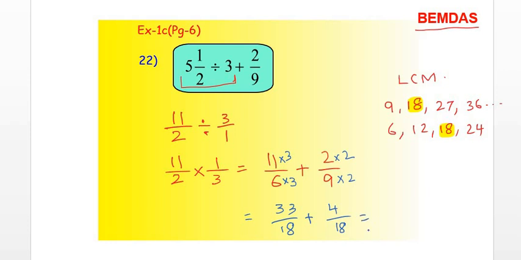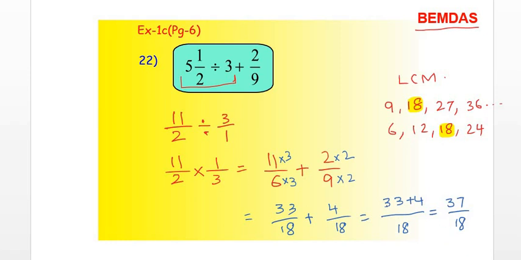If you want to add them directly, you can add them directly, or if you want to write them on a single fraction bar, you can write them on a single fraction bar. So it will be 33 plus 4, that will be 37 out of 18.